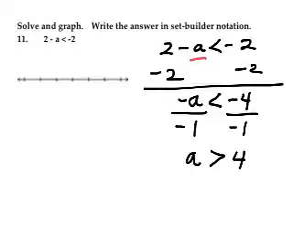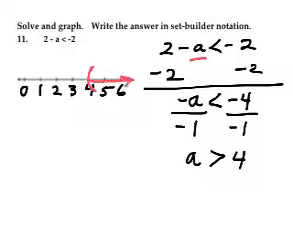So let's put 0 here. We'll make this 1, 2, 3, 4, 5, 6. You know, you make the graph at your convenience. So since a is greater than 4, we'll use the parentheses, right? And then we'll use an arrow. The parentheses means greater than, but it doesn't include 4.